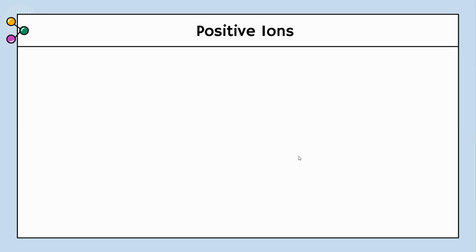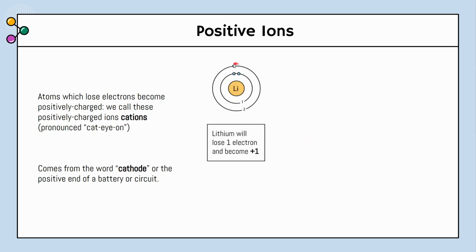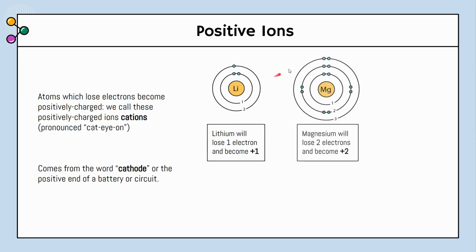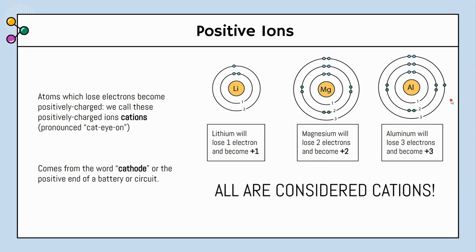So positive ions, what do we call these? Well, atoms which lose electrons and become positively charged, we call these cations. This comes from the terminology from batteries, where the cathode is the positive end of a battery or circuit. So if I look at something like lithium, it's going to lose this single outer electron, this single valence electron, and become +1. Magnesium is going to lose these two valence electrons and become positively 2 charged. And aluminum is going to lose these 3 outer electrons and become positively 3 charged. These are all considered cations. They all have a positive charge.